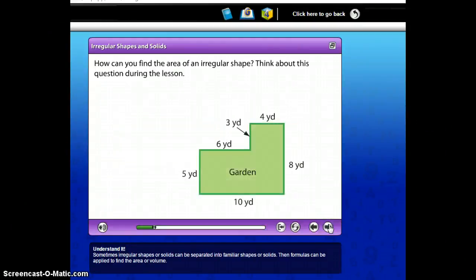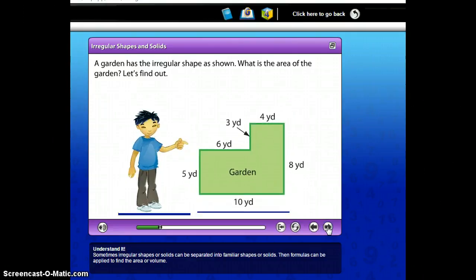How can you find the area of an irregular shape? Think about this question during the lesson. A garden has the irregular shape as shown. What is the area of the garden?